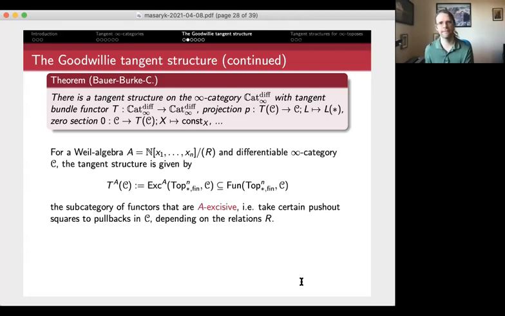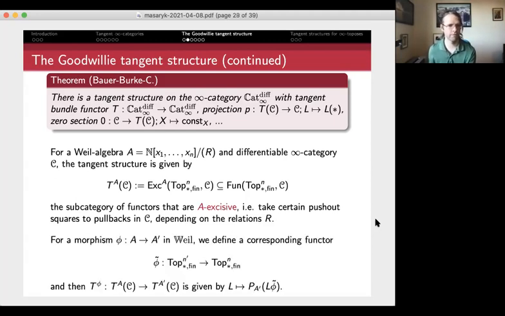I've written out in more detail what the definition is. I don't want to spend too much time working through this definition. Maybe the main thing I'll say is that if you have a Weil algebra, it has some number of generators. We define TA of C, the functor corresponding to the Weil algebra A, as a category of A-excisive functors. So it's a generalization of just the excisive functors. And notice that these are functors on functors of n variables, where n is the number of generators. I don't have time to spell that out in more detail, but that's basically how we define our tangent structure using Weil algebras.